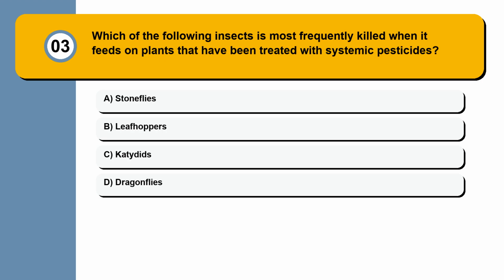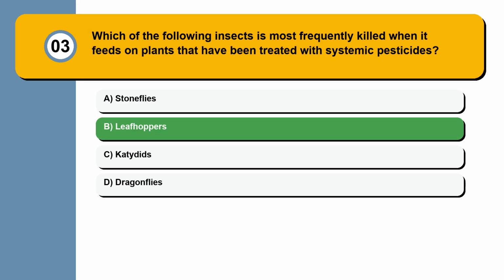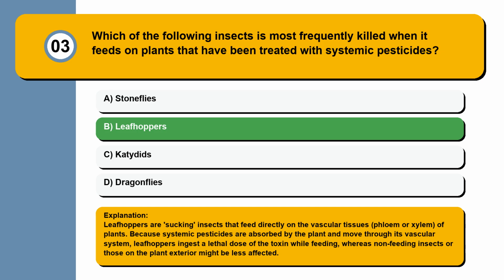Question 3. Which of the following insects is most frequently killed when it feeds on plants that have been treated with systemic pesticides? Stoneflies, leafhoppers, katydids, dragonflies. Leafhoppers are sucking insects that feed directly on the vascular tissues, phloem or xylem, of plants. Because systemic pesticides are absorbed by the plant and move through its vascular system, leafhoppers ingest a lethal dose of the toxin while feeding, whereas non-feeding insects or those on the plant exterior might be less affected.